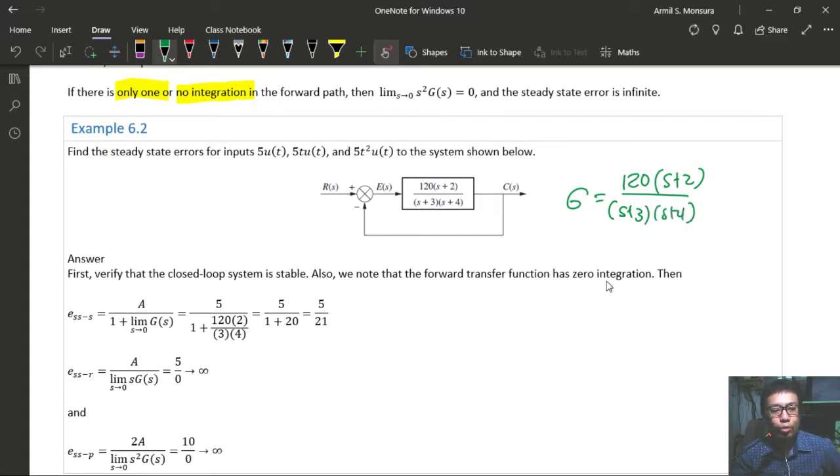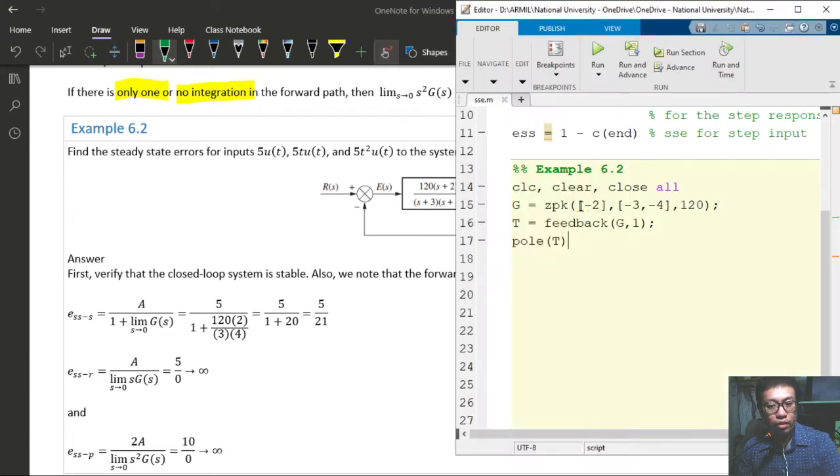Okay. So we can verify if this system is stable by determining whether all of the poles are in the left half plane. You can either use the Routh-Hurwitz criterion, or we can use our computational software. So let's try. Take note that our open loop transfer function, or forward transfer function, has a zero at negative 2.